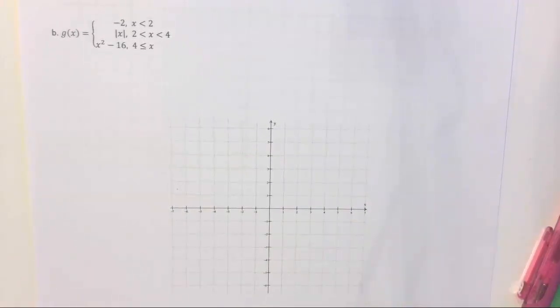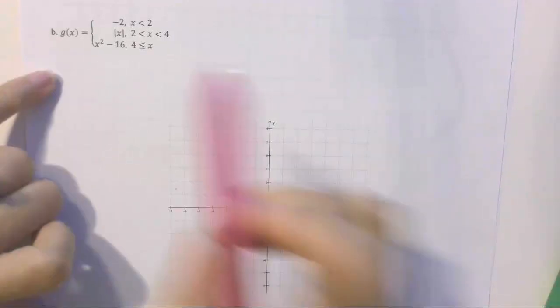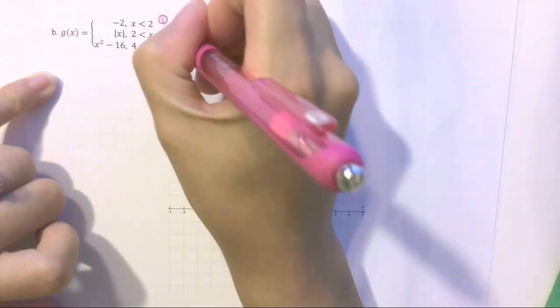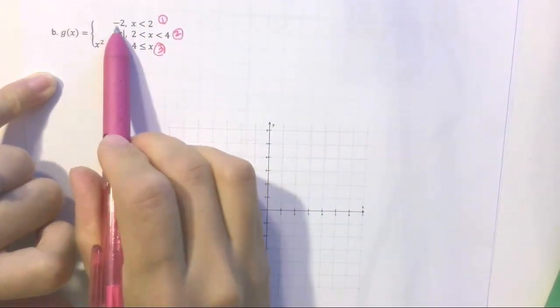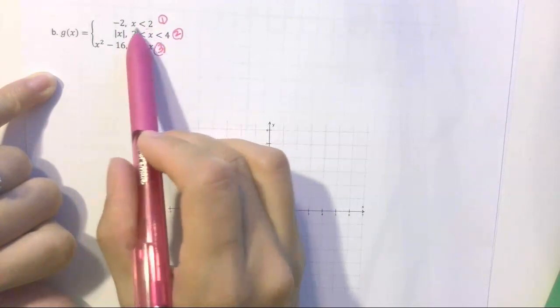All right, so those are most of the linear functions that we did. Now we're gonna make it a little spicy, make it a little fun. So we're gonna mix up any functions that we learned so far. There are 3 pieces, right? 1, 2, 3. First one is the constant function y is equal to -2 when x is less than 2.